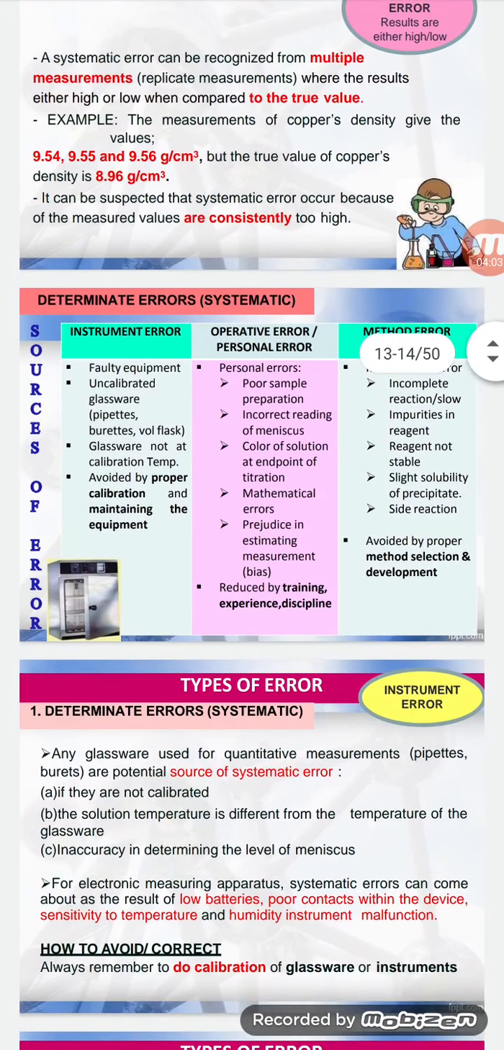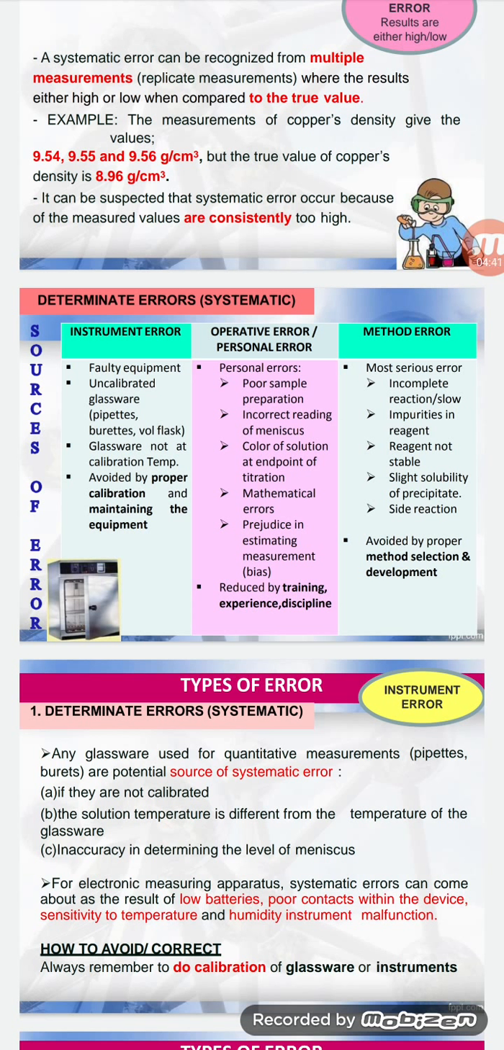So instrument error comes from faulty equipment, uncalibrated glassware not at calibration temperature, but it can also be avoided by proper calibration and maintaining the equipment. So personal error usually happens in the lab. So poor sample preparation, incorrect reading of meniscus, color of solution and endpoint titration is biased, mathematical errors, prejudice in estimating the measurement. So how are we going to overcome this? Yes, by proper training, experience and also discipline.